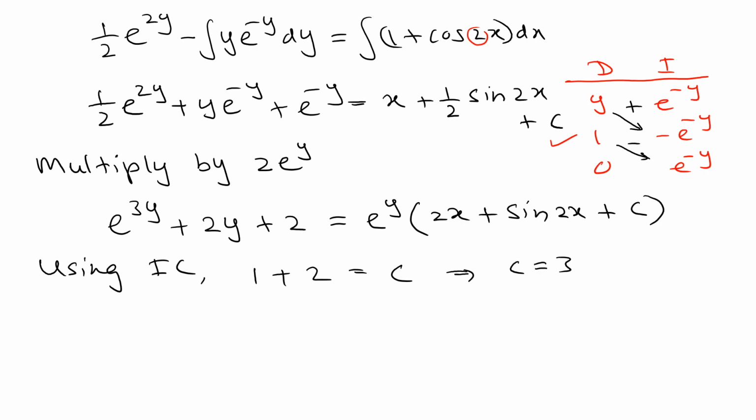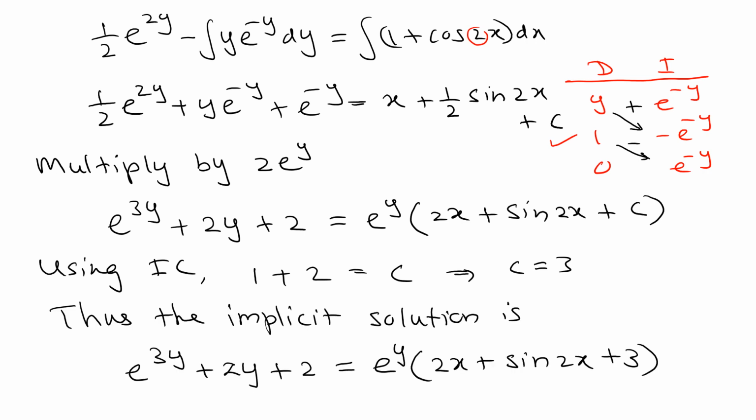So thus the implicit solution is e^(3y) plus 2y plus 2 equals e^y times 2x plus sine 2x plus 3. So that is the implicit solution of the equation. Okay, so let's do the next one.